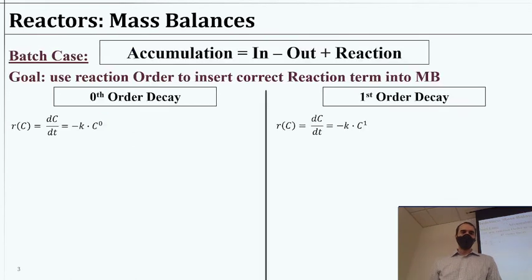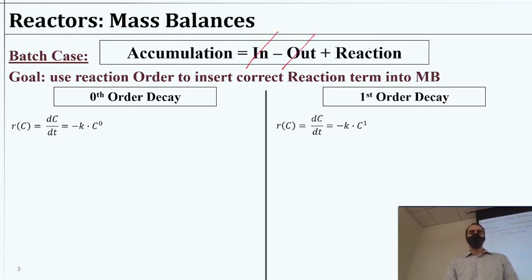Okay, with that, let's take a look at some mass balances. And for the batch case, we'll take the first one. We'll say that, again, our accumulation rate we can describe as dC/dt, and that's going to be equal to the inputs minus the outputs plus whatever reaction's happening. So we'll do a couple examples here.